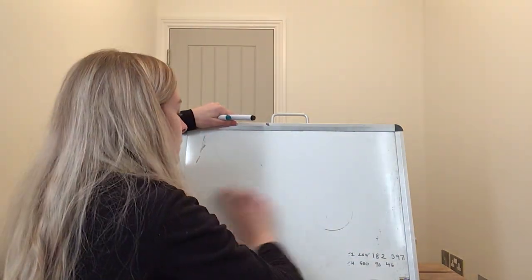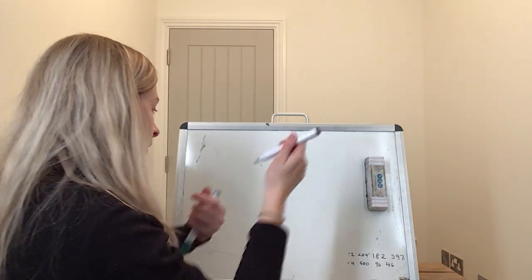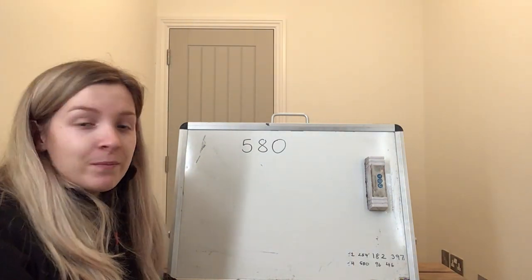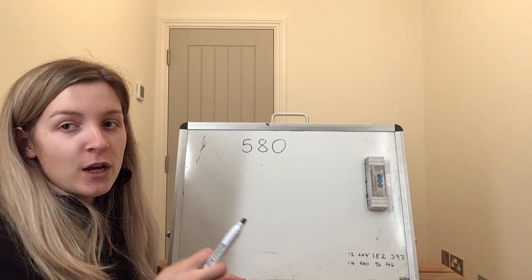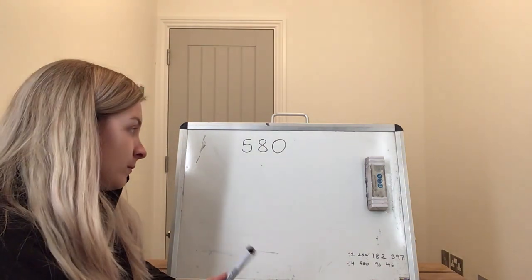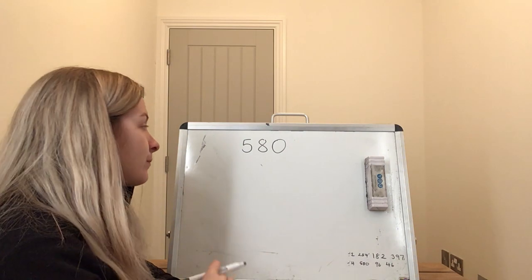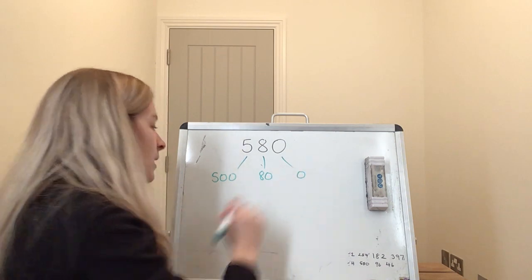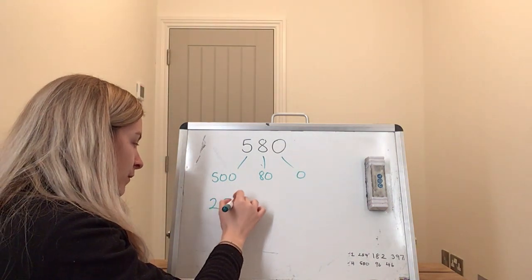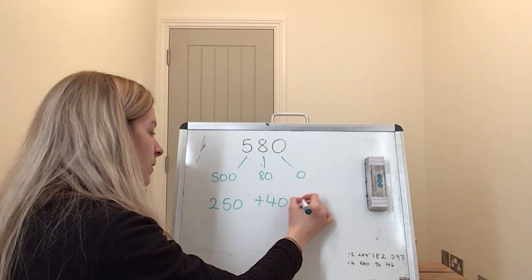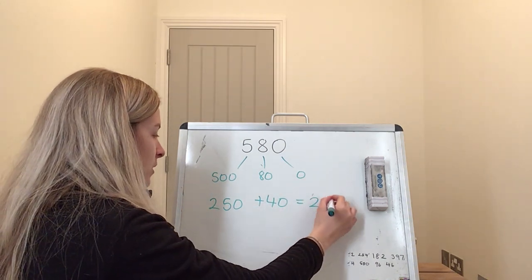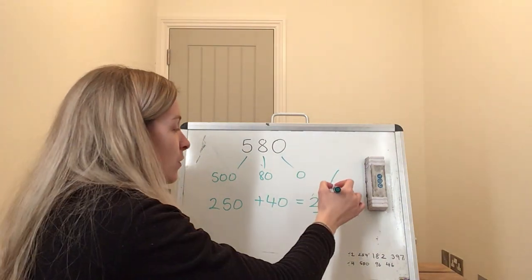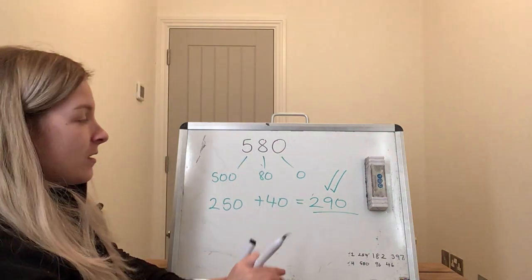Moving on to the final one. Whew. You tell me whether this is divisible by 4 or not. Pause the video, off you go. Okay, let's go through it. I'm going to partition it into hundreds, tens and ones. Half of 200, 250, add the 40. 250 add 40 is 290. Is it an even number? Yes, it is. Is it divisible by 4? Of course. Okay, there we are.